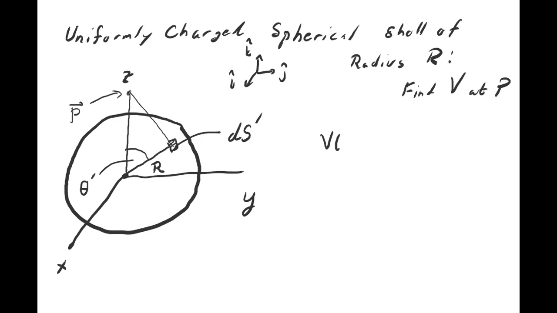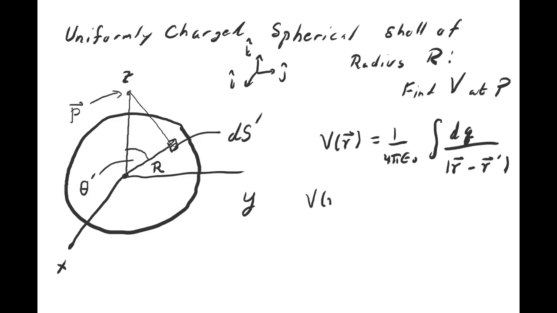So again, we can write down a general expression for the electrostatic potential. It's going to be 1 over 4 pi epsilon naught times an integral over dq, and I have the magnitude of the vector r minus r prime in the denominator. Now, this system involves doing a surface integral. So I have a surface charge density sigma, and I have a differential surface element ds upstairs. And then I have my 1 over r minus r prime downstairs.